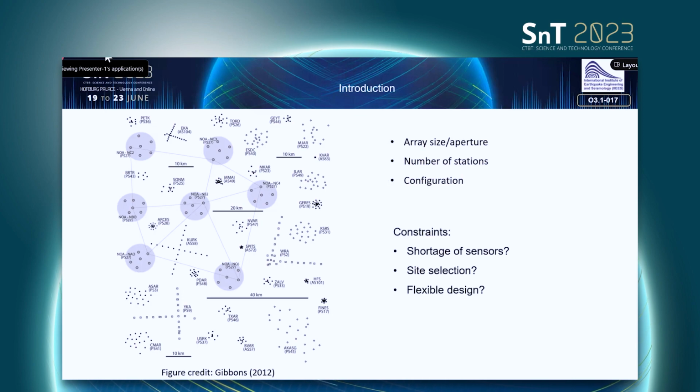But what if we encounter some constraints during the practical array design? For example, if we need to design the array with a fewer number of stations, or we have some difficulties in the site selection, or generally we encounter some conditions that force us to design the array in a flexible shape. Well, this speech is going to address a solution to this kind of problem.